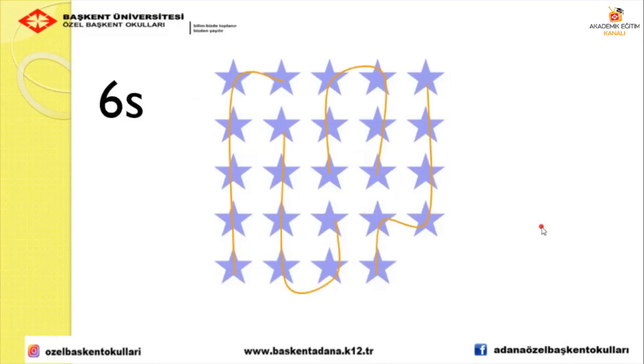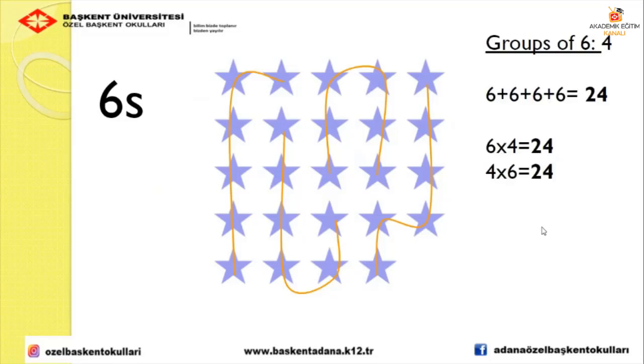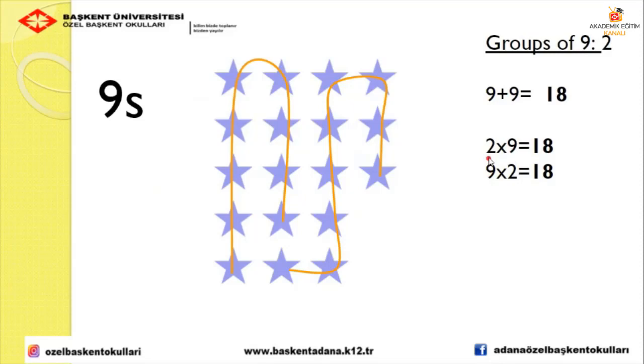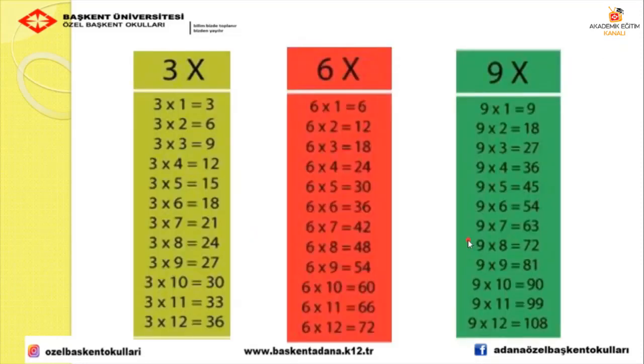Counting in 6 is just as easy. There are 4 groups of 6. 4 times 6 or 6 times 4 equals 24. Groups of 9, counting in nines. There are 2 groups of 9, so 2 times 9 equals 18, or 9 times 2 equals 18. Learning your timetables will make this faster because the answer is always the same.